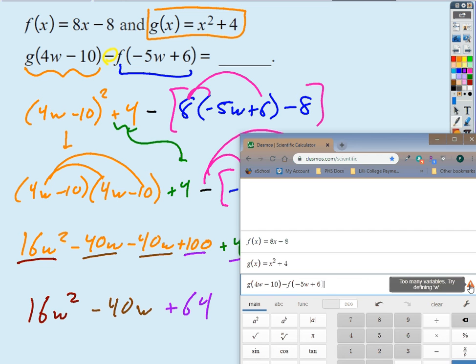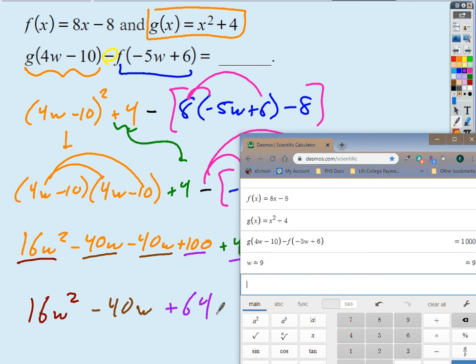Okay, but look what it's going to tell me here. It's going to tell me to try finding w. Okay, so, oh, you know what? That's not going to work in here. Well, here's a way we could check it. I could pick a value of w. I could pick something like w equals 9. If I pick w equals 9, I get 1,000 for my result. How could I check just to see if I did it right? Go down and take my answer, right? 16w squared minus 40w plus 64. And what do you know? I get 1,000. Pretty good odds I did it right then. Does that make sense? Okay.